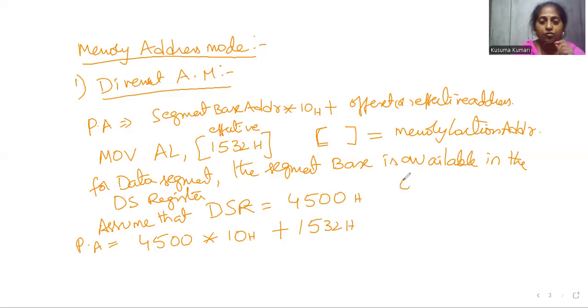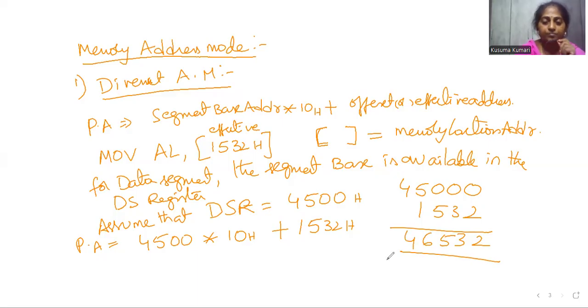That means 4500 multiplied by 10 hexa gives 45000, plus 1532. So addition gives 46532 hexadecimal. Now it is a 5-digit number, and a 5-digit number is nothing but a 20-bit number. So it is a 20-bit physical address.